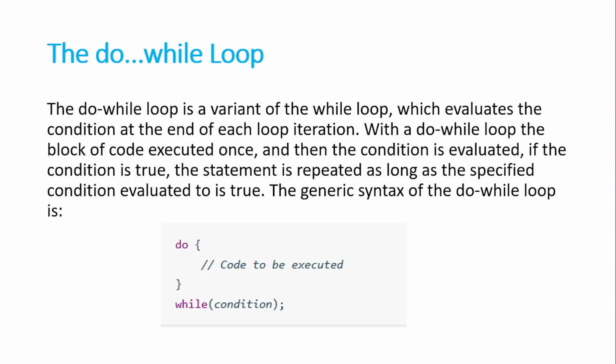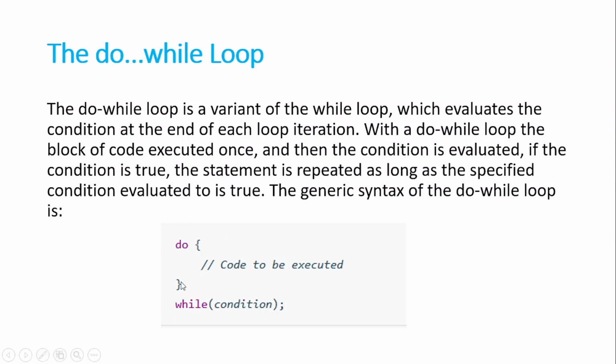We also have the do while loop. The do while loop is a variant of the while loop which evaluates the condition at the end of each loop iteration. With a do while loop, the block of code is executed once and then the condition is evaluated. If the condition is true, the statement is repeated as long as the specified condition evaluates to true. The generic syntax, you can see that.